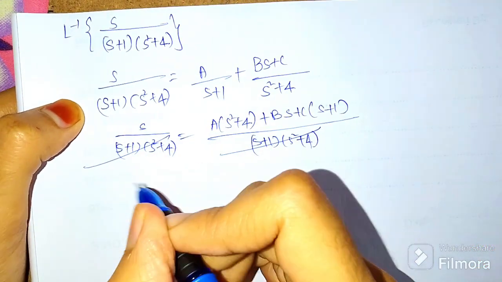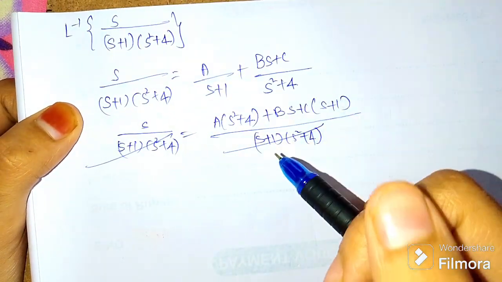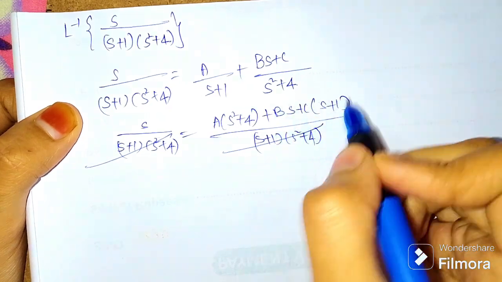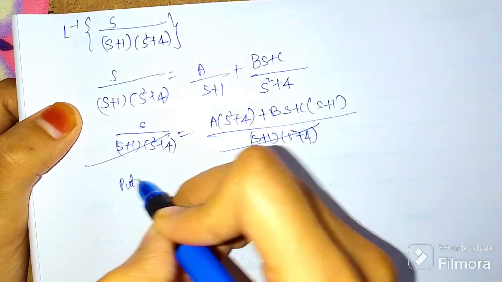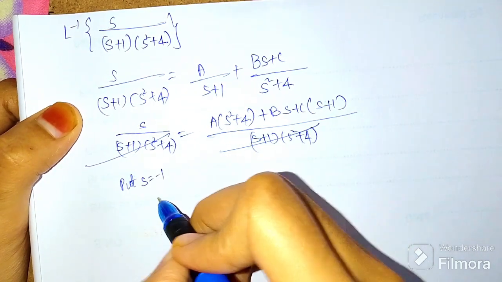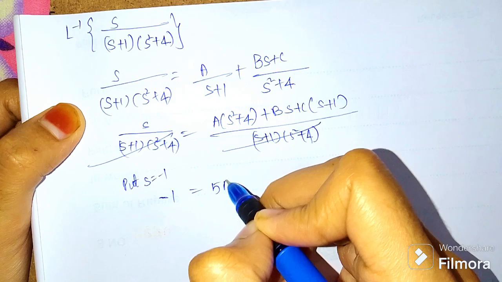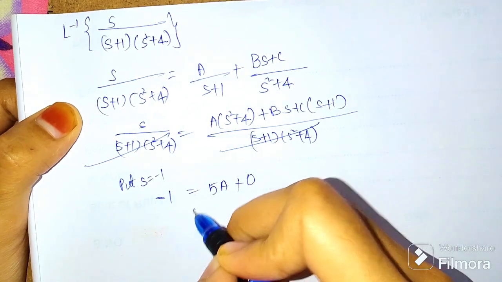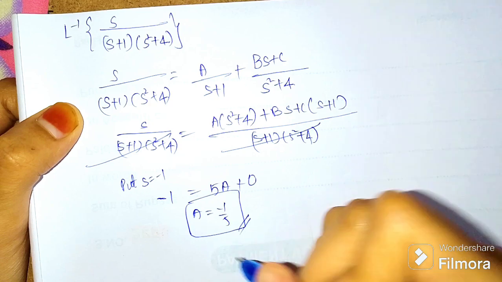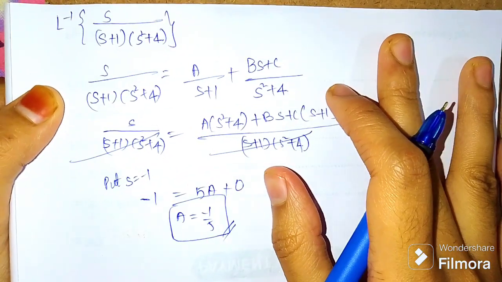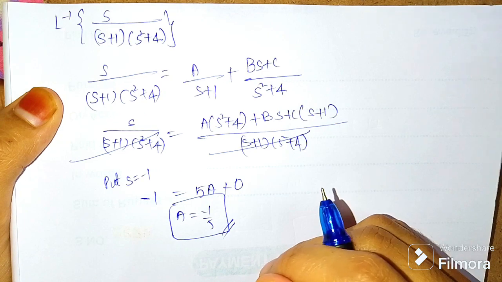So now can we put s equal to minus 1? Yeah, so this part will be 0 and we'll get some value here. So putting s equal to minus 1, we get minus 1 is equal to 1 plus 5a plus 0. So a will be minus 1 by 5. Clear? Next we need to find b and c. So how are we going to find that? We'll compare the coefficient of s squared.